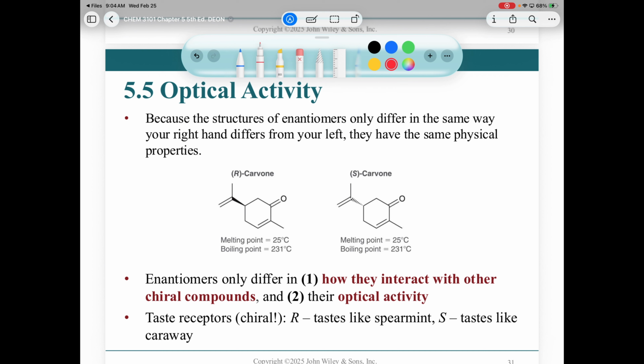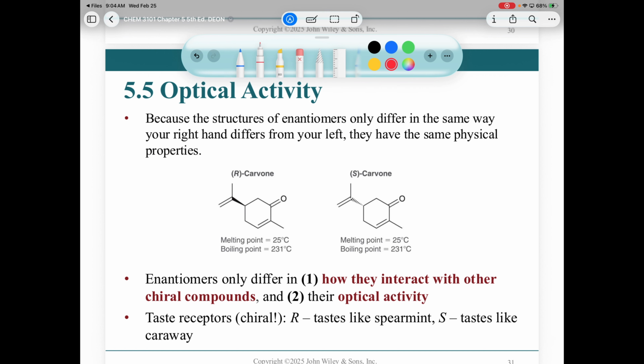And so if you have a mole of R carvone molecules interacting with each other, they're going to interact with each other the exact same way their mirror image would. Are you with me on that? So that's why if you have enantiomers, you can't distinguish them by physical properties. Impossible. They have the exact same melting point. They have the same boiling point. They have the same density. They have the same refractive index. Their infrared spectrum is identical. Their mass spectrum is identical.